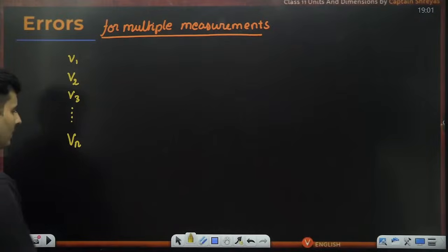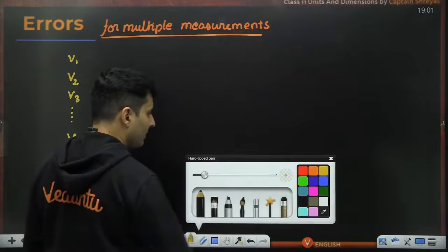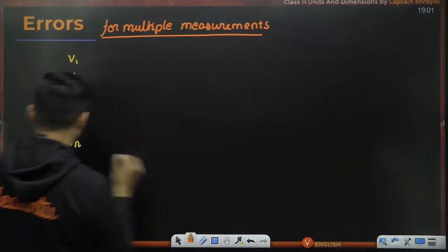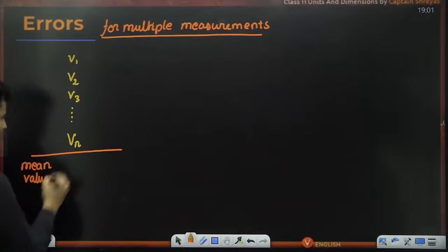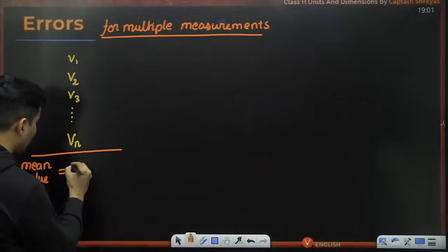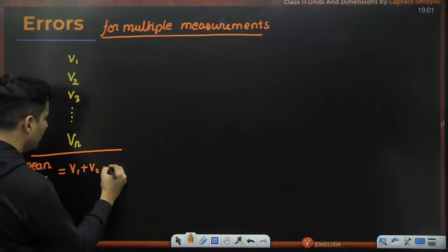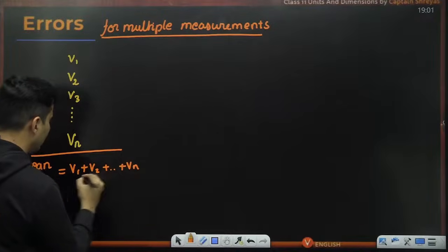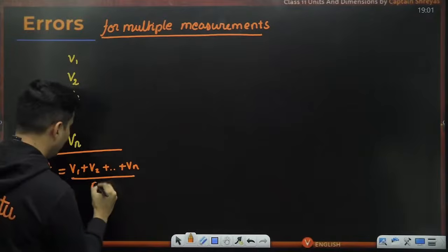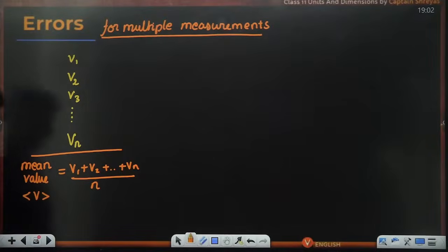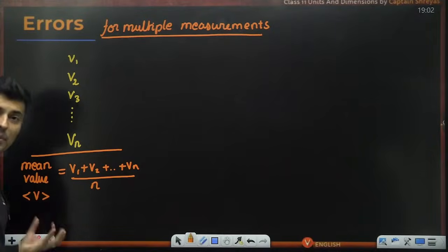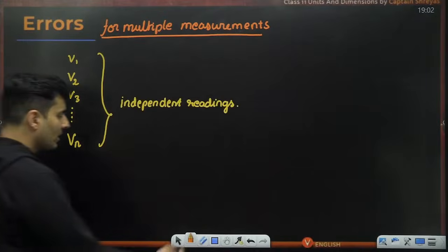So in order to get there, the first thing that we need to do is take the average of it. So this is also called the mean value, which will be simply put V1 plus V2 like that till Vn, the whole thing divided by the number of readings. The mean value often is represented with a symbol like this. The triangular brackets represent average. So keep this in mind.